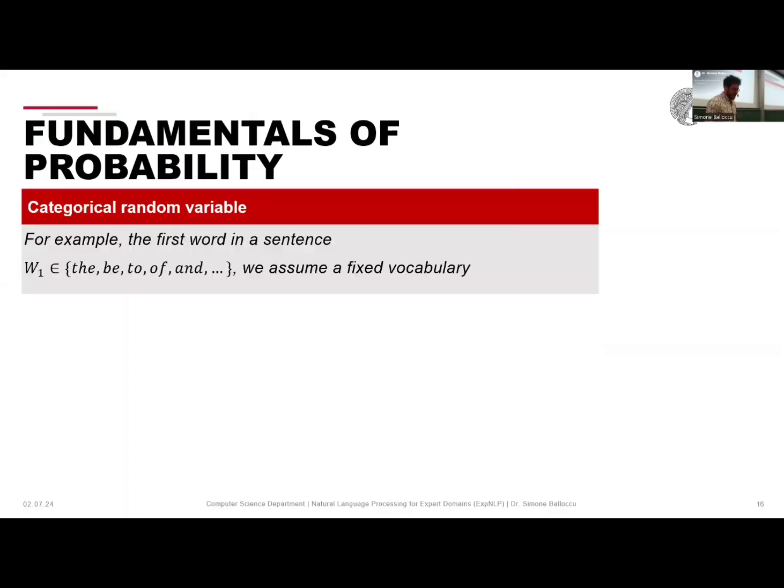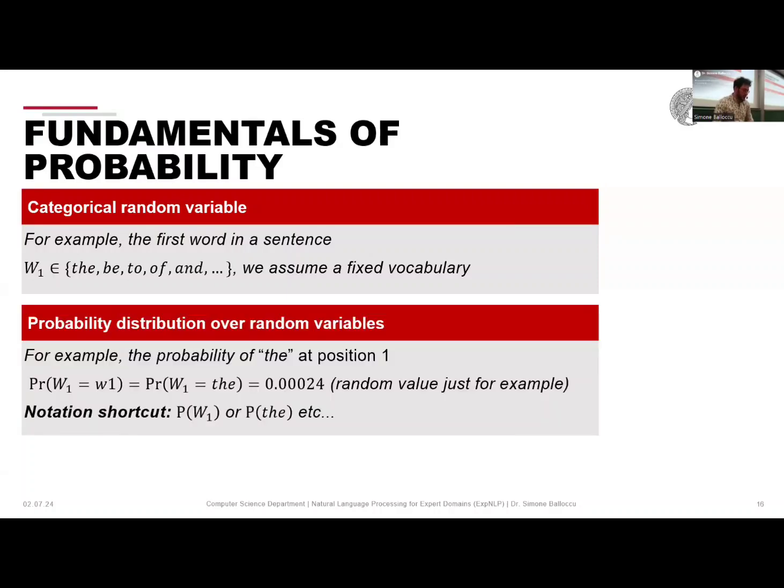So, a categorical random variable, for example, the first word of a sentence. We have a W1, which is word one, and belongs to a certain vocabulary. We just scan some text, count all the unique words, we tokenize somehow. Word one is an entry of our vocabulary. We're gonna call this our categorical random variable. After which, the probability distribution is basically, for example, the probability of the at position 1 is gonna be said like this.